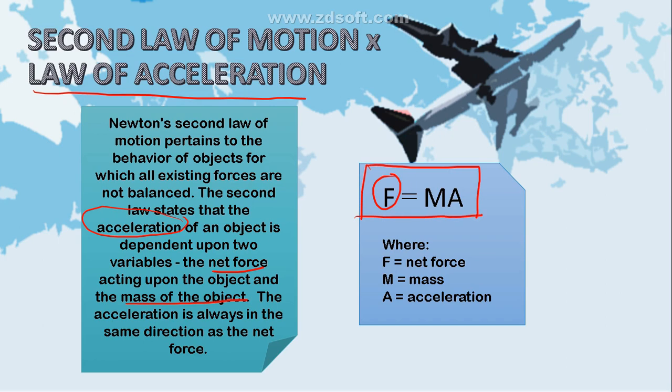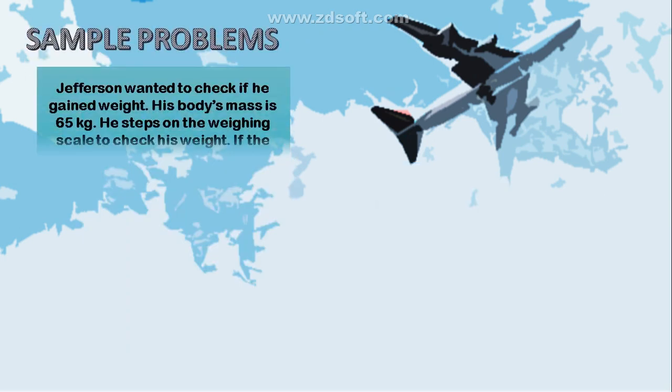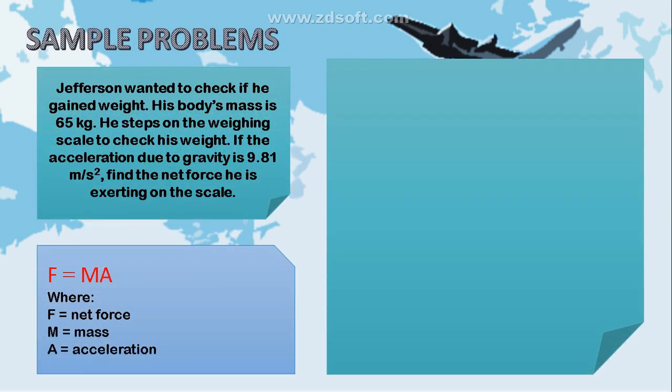Okay, how are we going to apply the formula in an example? So I have here a worded problem. For a worded problem, the first one wanted to check if he gained weight. His body's mass is 65 kilograms. He stepped on the weighing scale to check his weight. If the acceleration due to gravity is 9.81 meters per second squared, find the net force he is exerting on the scale.